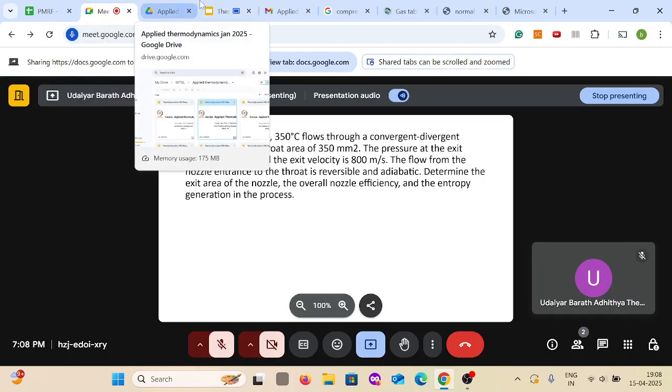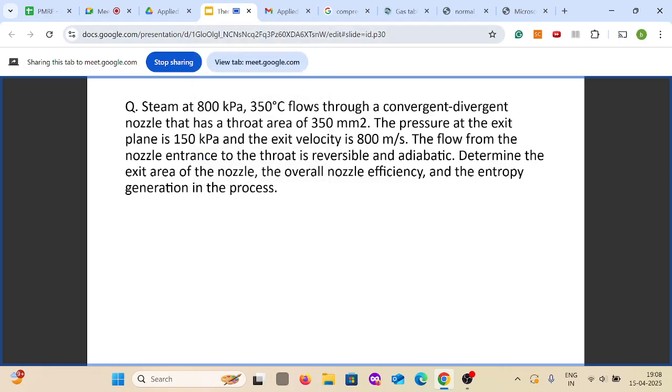So the next question is, we have steam at 800 kilopascal and 350 degrees Celsius, which flows through a convergent divergent nozzle that has a throat area of 350 millimeter square. The pressure at the exit plane is 150 kilopascal and the exit velocity is 800 meters per second. So the flow from the nozzle entrance to the throat is reversible and adiabatic. Determine the exit area of the nozzle, the overall nozzle efficiency, and the entropy generation in the process.